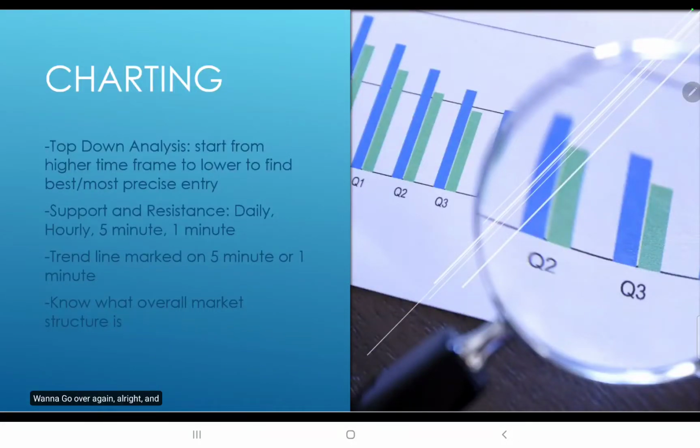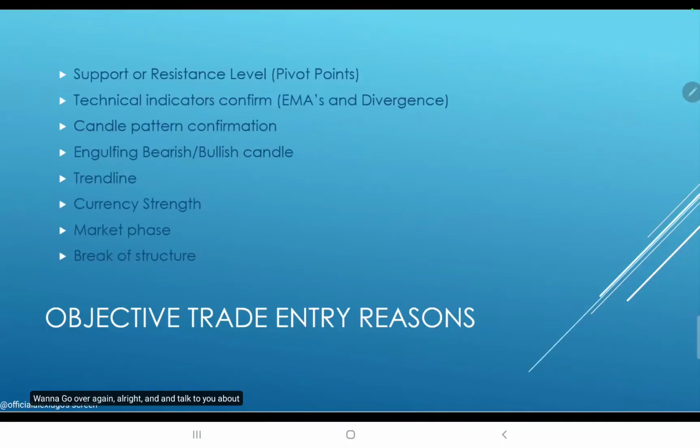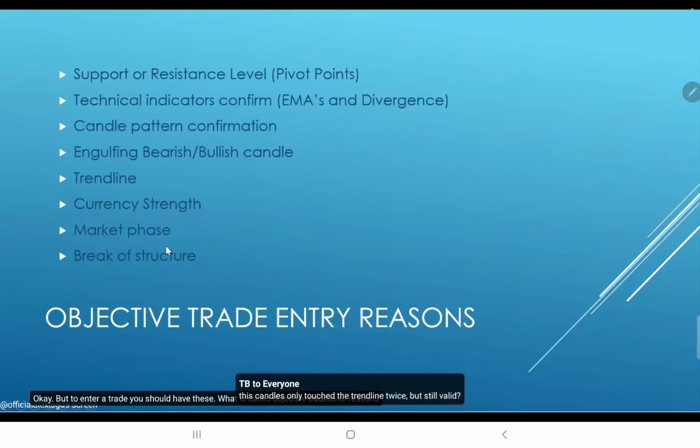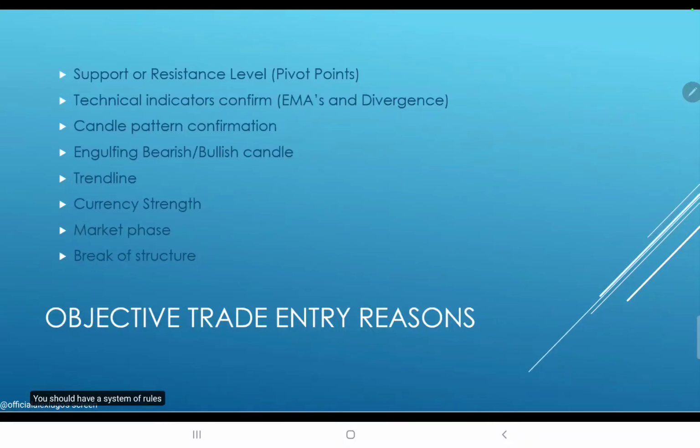And I'm going to talk to you about, I think I went over objective trade entry reasons yesterday, okay? But to enter a trade, you should have these, what is called objective trade entry reasons. These are going to make you a more patient and disciplined trader. You should have a system of rules that you're looking for to enter a trade.